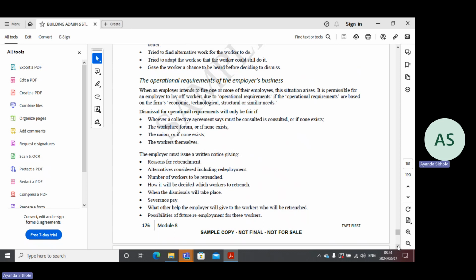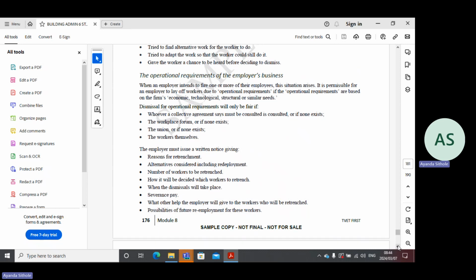Dismissal for operational requirements will only be fair if whoever a collective agreement says must be consulted is consulted, or if one exists, the worker forum, or if none exists, the union, or if none exists, the workers themselves.